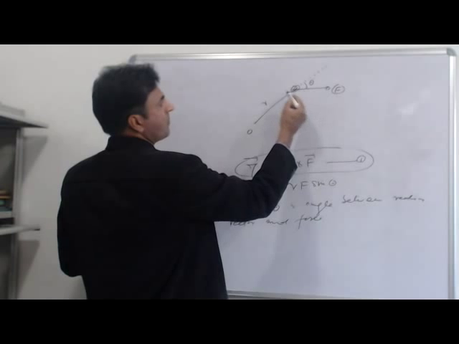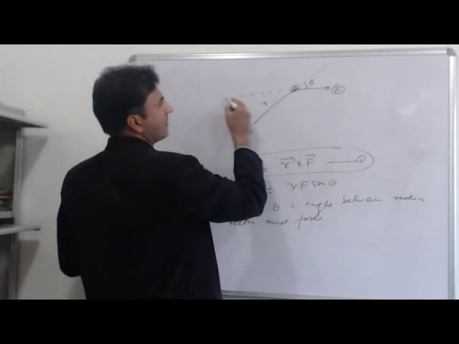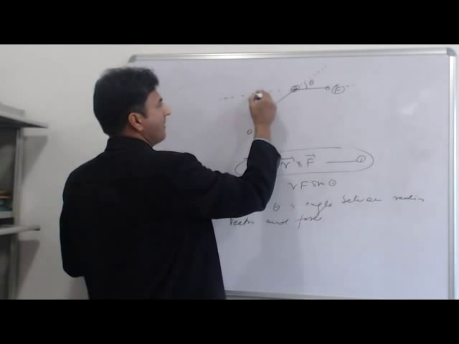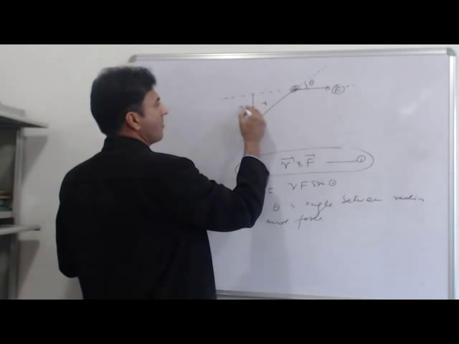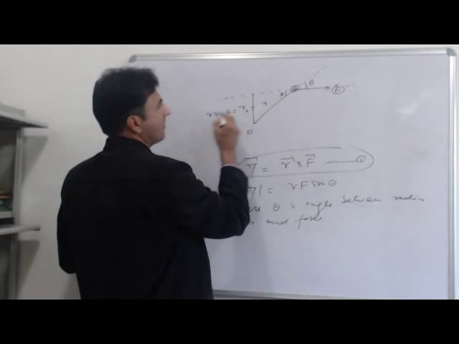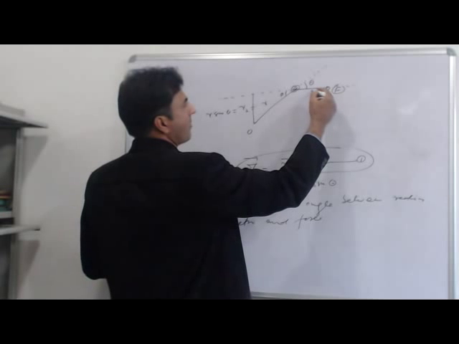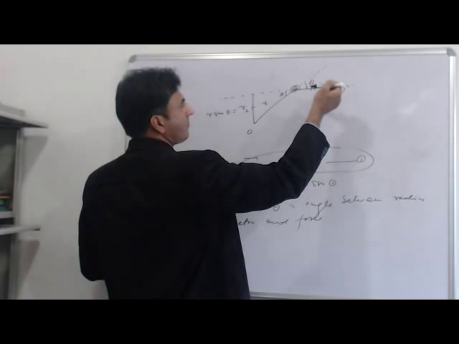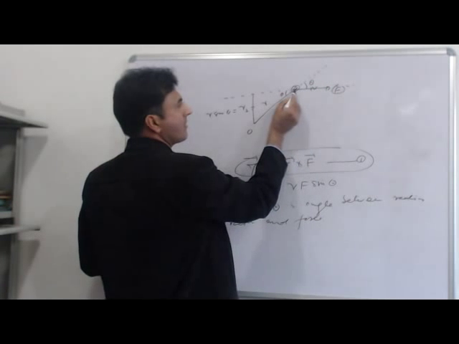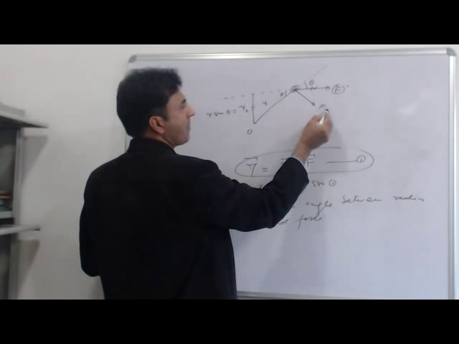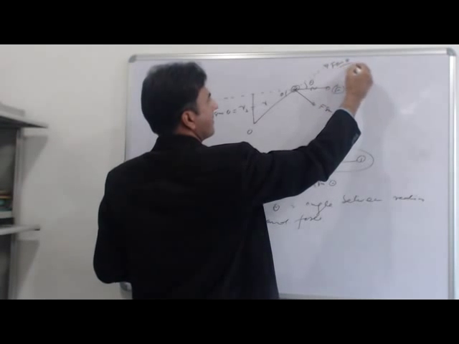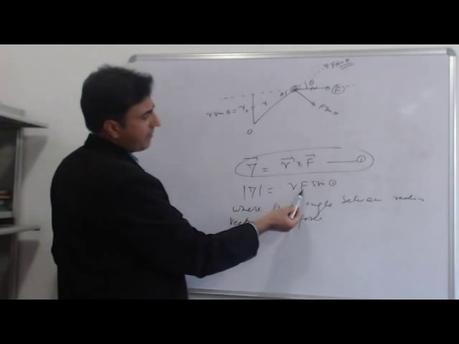But here, if I proceed this force in the backward direction, and then I draw a perpendicular from the fixed point on the force line, this distance from here to here is R perpendicular, given by R sine theta. And if I resolve this force into components, this component will be F sine theta, and this component will be F cos theta. From here, this is R F sine theta.